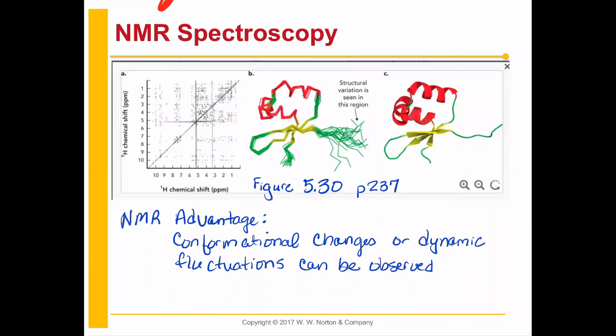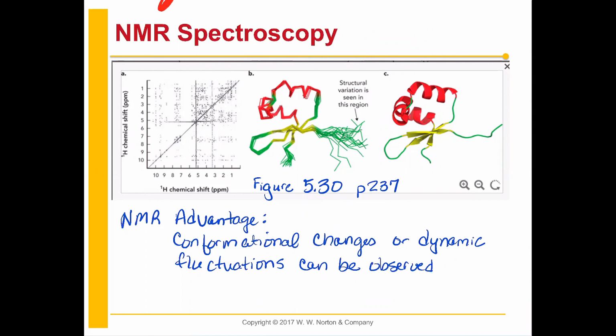I know this isn't in your notes, but it's just a picture from your book. This is figure 5.3 from page 237. So the advantage to NMR is that you're doing NMR with your protein that's in solution. So it's in its native conformation. And so you're getting a bunch of snapshots. Well, molecules aren't stationary. They're always adjusting and moving, and sometimes you have large conformational changes depending on if it's binding to something or not. And so what you can see is conformational changes or fluctuations in the molecule while you're doing NMR.